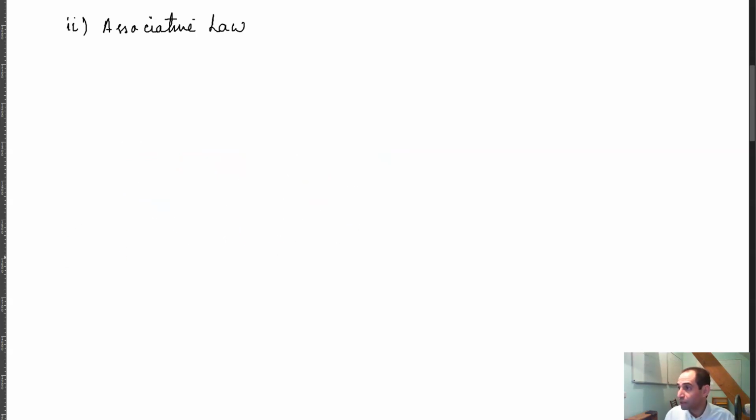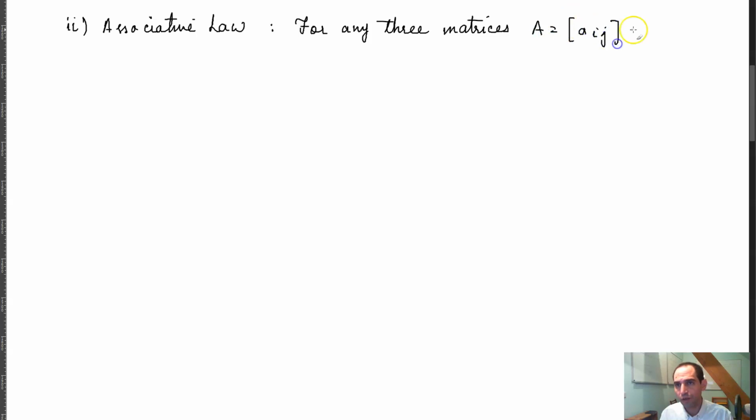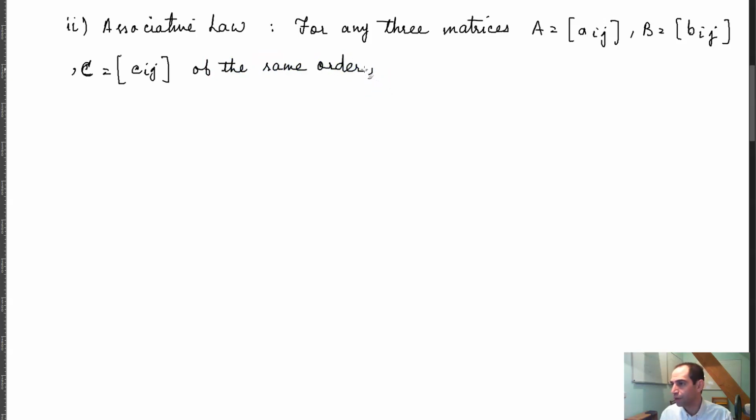In terms of matrices, you can say that for any 3 matrices A, B, and C, A being equal to A of ij, B being equal to B of ij, and C, uppercase C, being equal to C of ij, of the same order, say m by n, then A plus B plus C is the same thing as A plus B plus C, grouped differently.